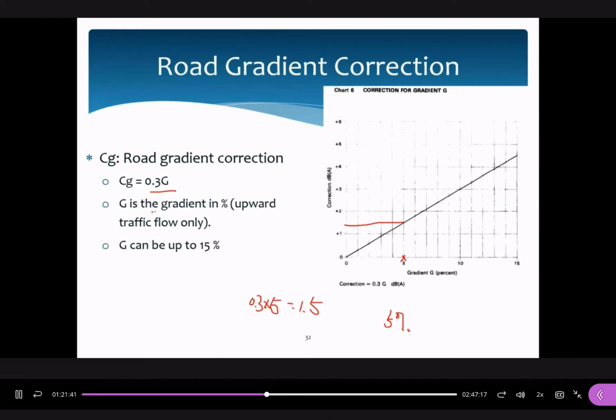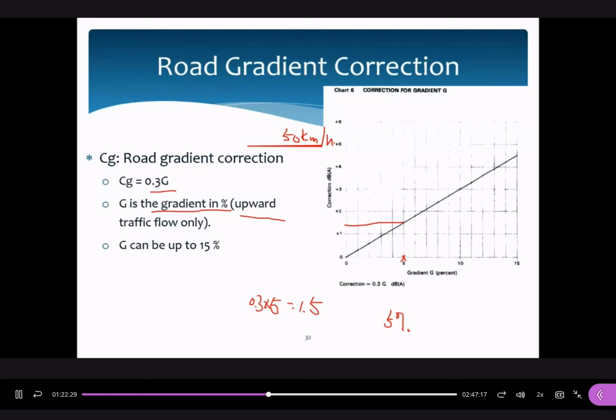But here g is the gradient in percentage. We just consider the upward traffic flow only. When the gradient is moving downward, we do not need to consider this one. That's the same reason: we need to use the brake to control the car speed when you go downward. But for going upward, if we want to maintain the same speed, let's say now the vehicular speed is 50 kilometers per hour, if we want to keep this when we go upward, we need to add more power to the car. If we increase the power, what happens?